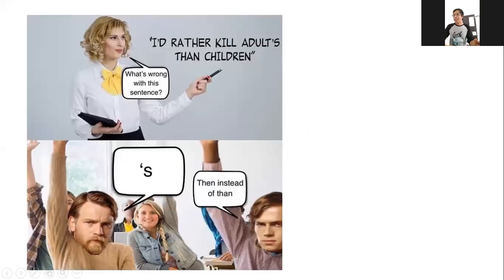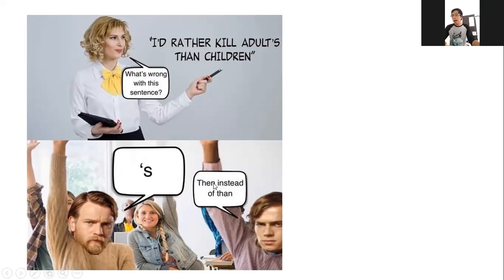And this is a funny meme you see on the internet: I'd rather kill adults than children. Then the teacher asked, "What's wrong with the sentence?" So this person said "adult's." It's not the correct one, right? You don't put the apostrophe here. That's just "adults," to express the plural of adult. So, I'd rather kill adults than children.